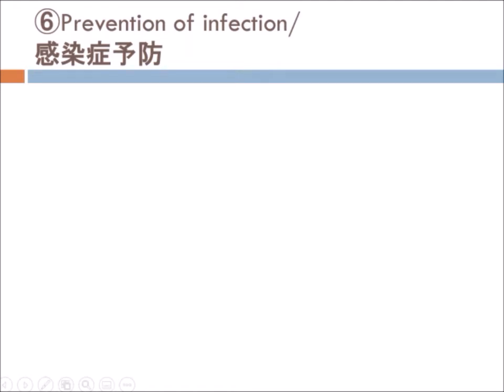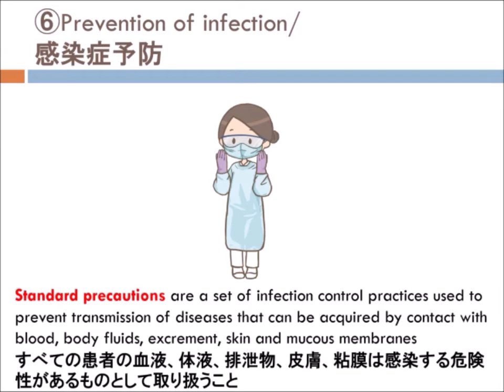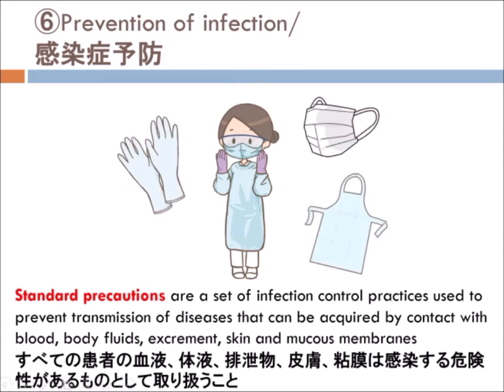6. Prevention of infection. One of the prevention of hospital infection is standard precautions. Standard precautions are a set of infection control practices used to prevent transmission of diseases that can be acquired by contact with blood, bodily fluid, excrement, skin, and mucous membranes. You should wear a glove, mask, and apron when you contact with the user's excrement and others.